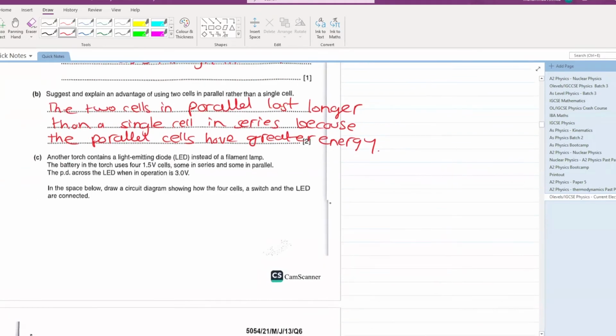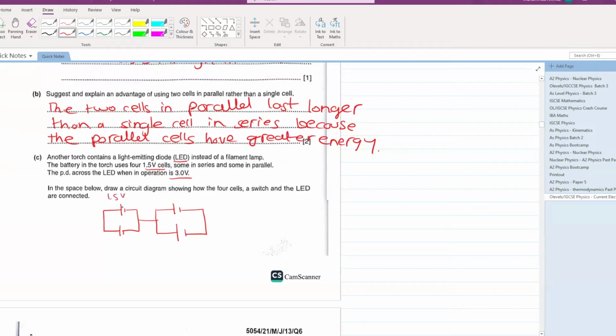Another torch contains a light emitting diode, LED, instead of a filament lamp. The battery in the torch uses four 1.5 volt cells, some in series, some in parallel. The potential difference across the LED is 3 volts. In the space below, draw a circuit to show how the four cells, a switch, and the LED are connected. First of all, to create 3 volts, how will your cells be connected? 1.5 and 1.5 will be connected in series like this. And then you will have two 1.5s again connected in series like this.